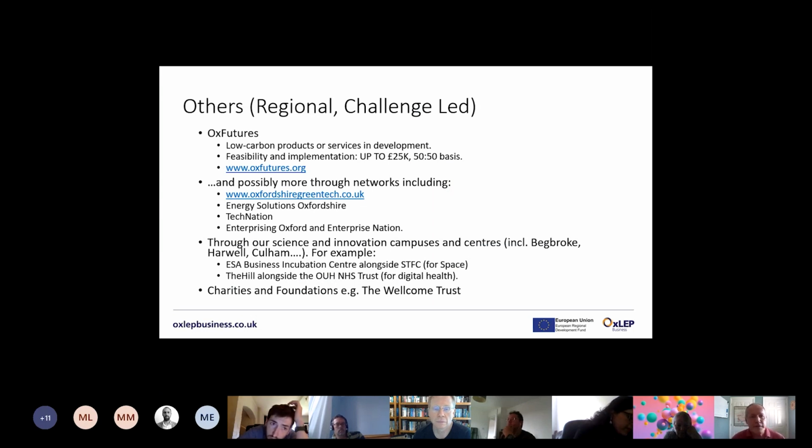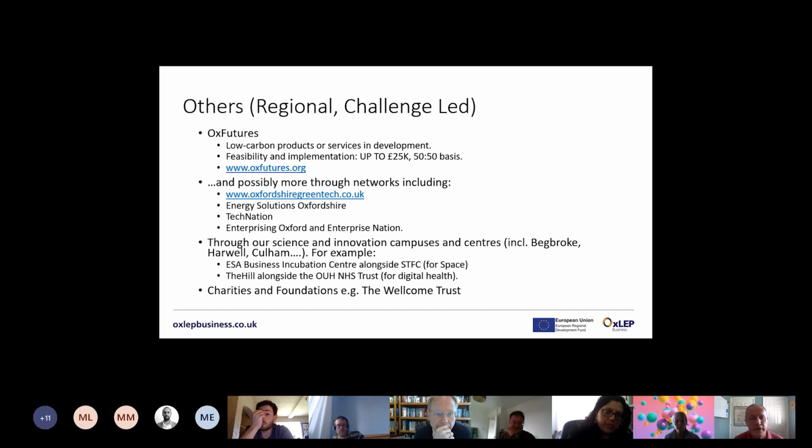Just wanted to talk about some other schemes. Regional ones. Hopefully some of you have been involved with something called Ox Futures, which is again a challenge-led fund, but fairly accessible, modest level of grant, 50-50 basis. Will fund the early feasibility stuff as well as implementation, and is currently available, I think. So it's worth looking at that if you're working in the field of environmental or low carbon. And again, think creatively about whether what you're doing does contribute.